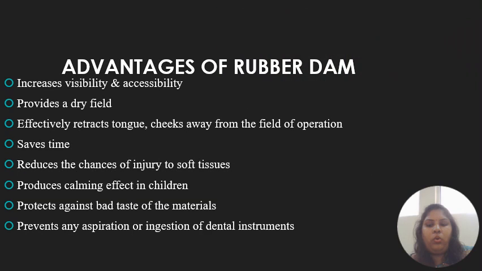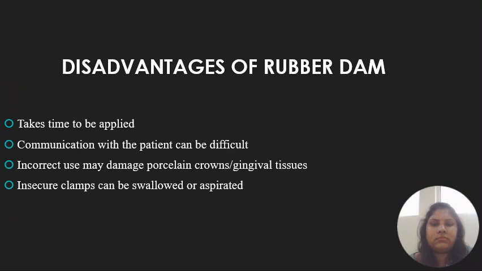So rubber dam was introduced by Barnum. The main advantage of rubber dam is it provides a dry operating field, effectively retracts the tongue and cheeks away from the operating field, saves time, reduces the chance of injury to soft tissues, etc. The disadvantage is that it takes time to be applied, communication with the patient can be difficult, incorrect use may damage the porcelain crowns or gingival tissues, and insecure clamps can be swallowed or aspirated.